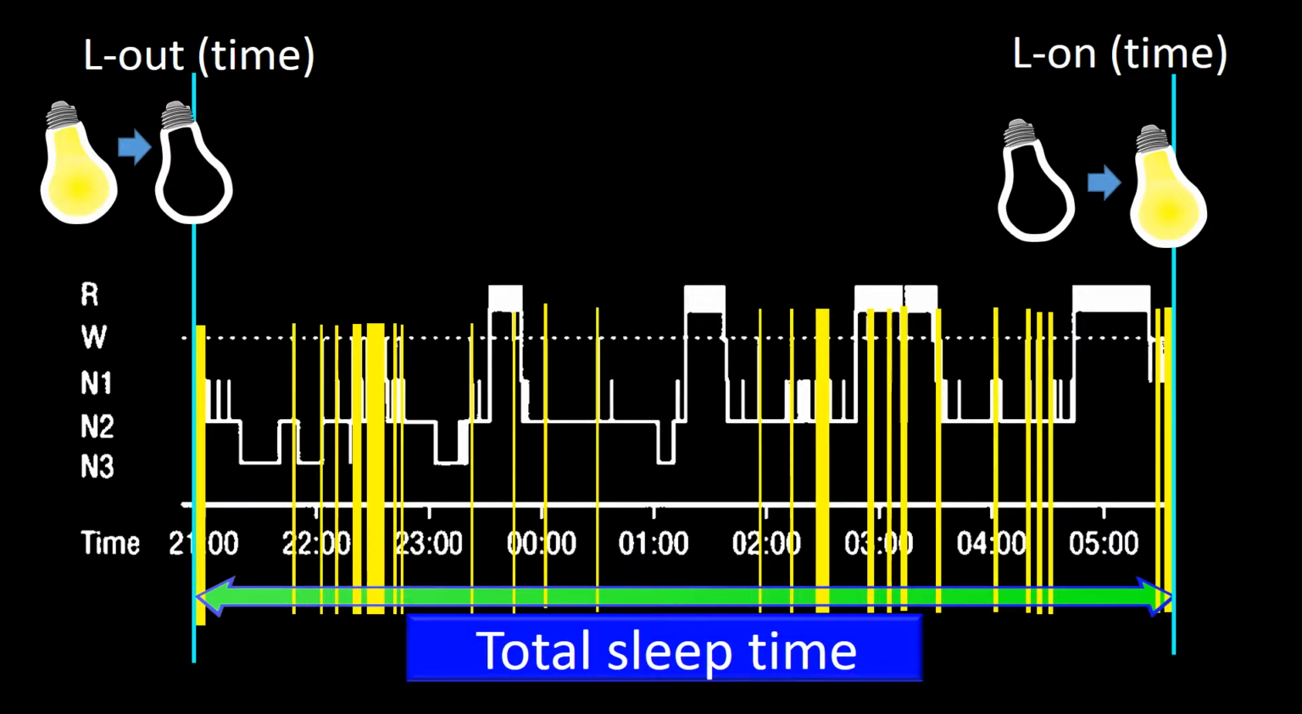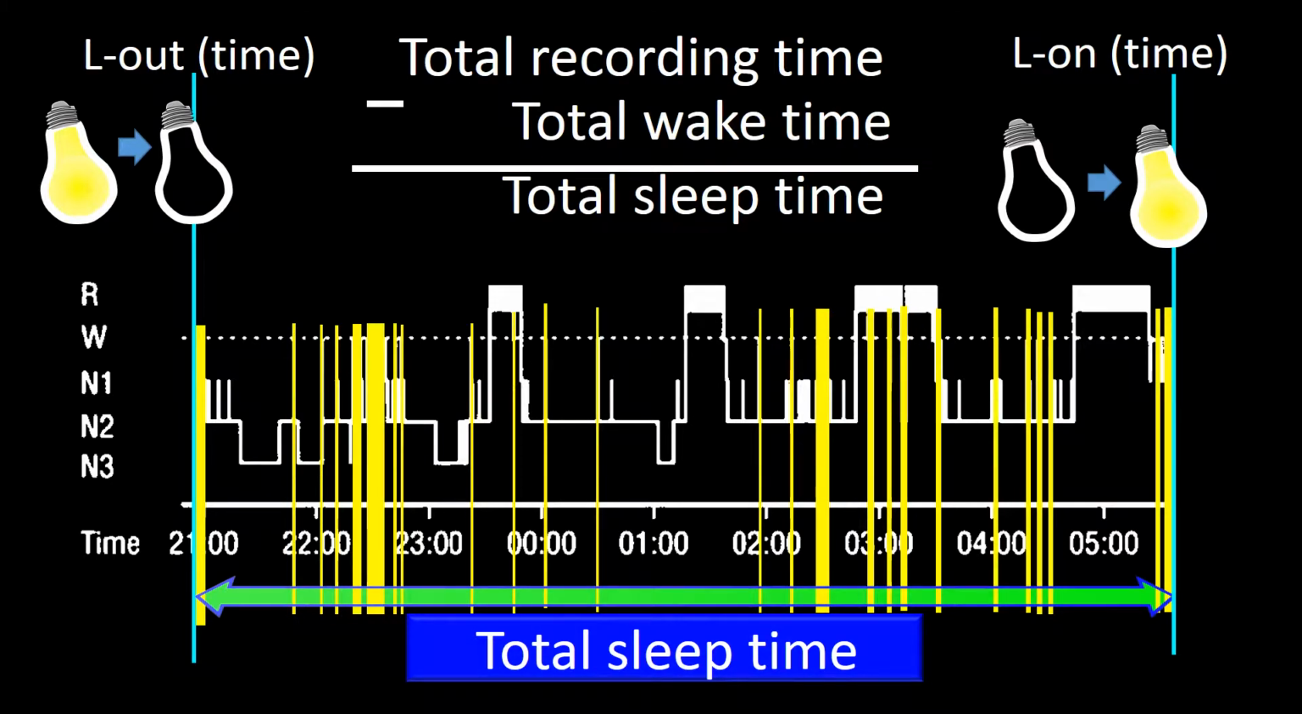The time the patient is asleep between the light off and the light on is called the total sleep time. Total sleep time is calculated by subtracting the total wake time from the total recording time. Two other parameters that must be reported in polysomnography relate to wakefulness. They are sleep latency and wake after sleep onset.